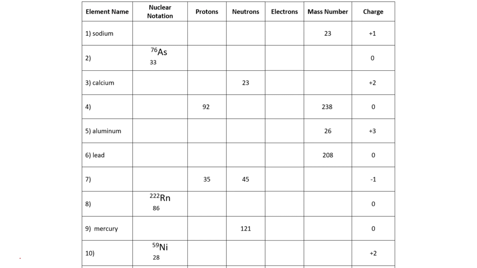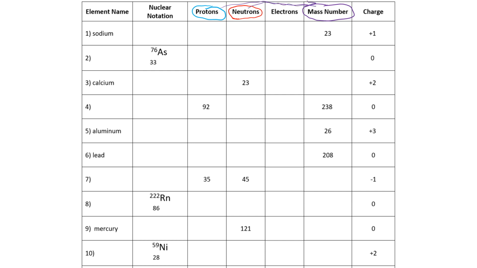So the way you're going to fill these things out is you need to know that the protons plus the neutrons are what make up the mass number. I'm going to show that with red and blue make up purple. So these two things combine to make the mass number.